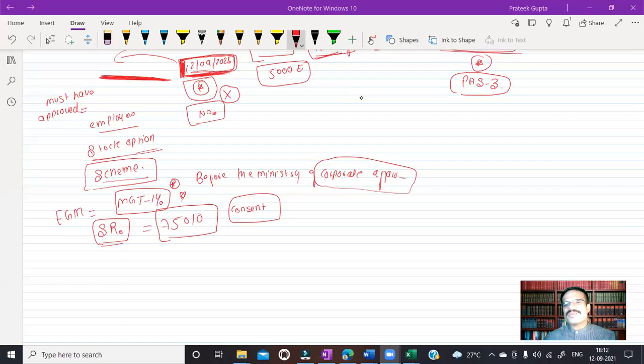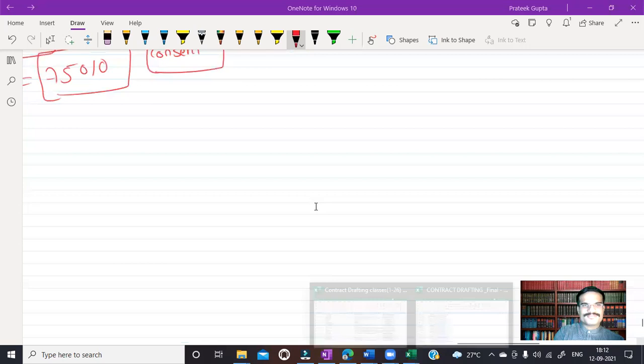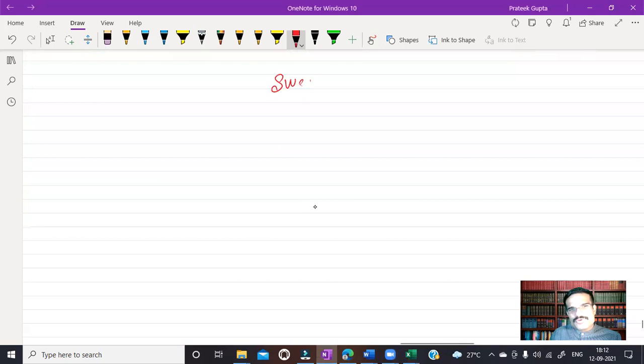Okay, so this is understood to everyone now. Now, let me tell you the concept of sweat equity shares. Very, very important concept, sweat equity shares. So, what are these sweat equity shares? Let me tell you this.